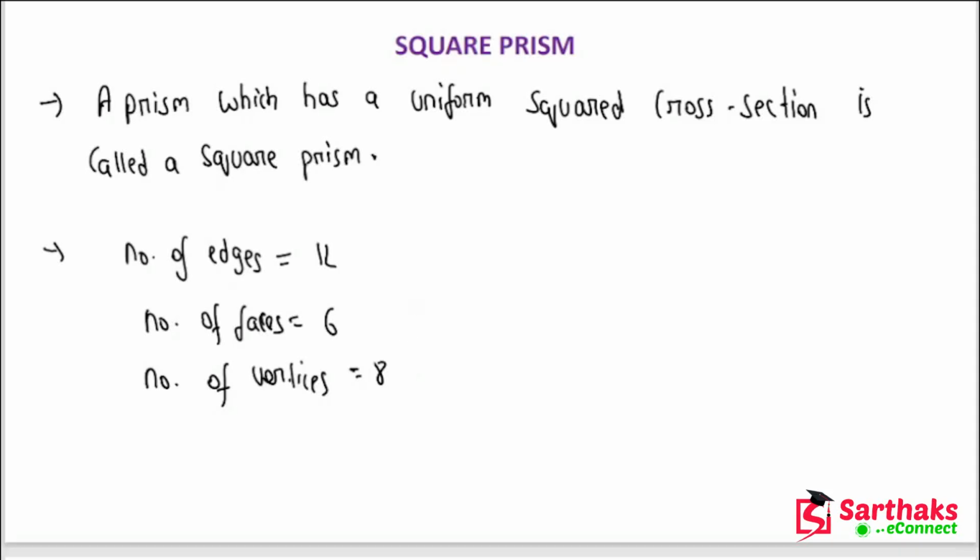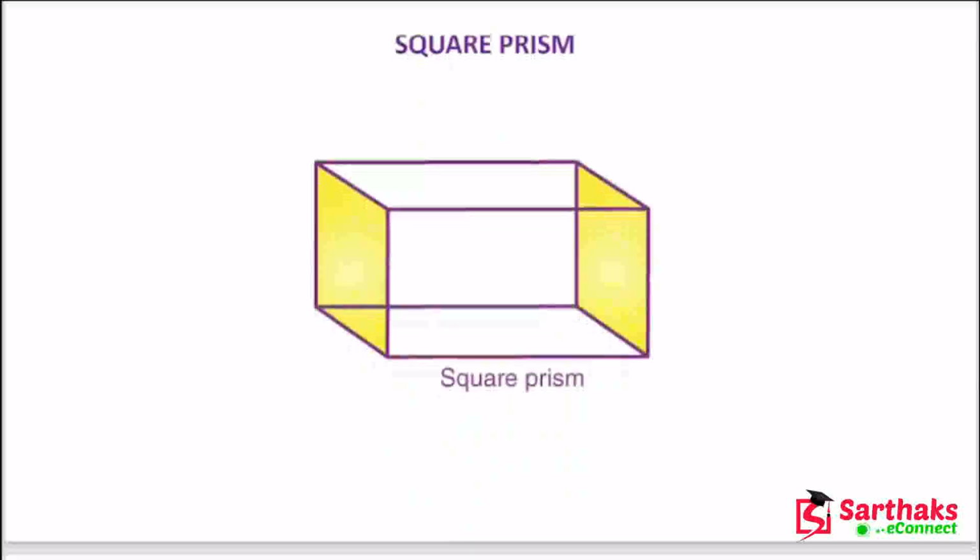If I have to show you what a square prism looks like, it looks like this. Now you might confuse it with the cuboid. It is a cuboid only, but remember that a cuboid is something in which all the faces are rectangles. So in general, a cuboid is something in which all the faces must be rectangles. Here these 2 yellow faces are squares.